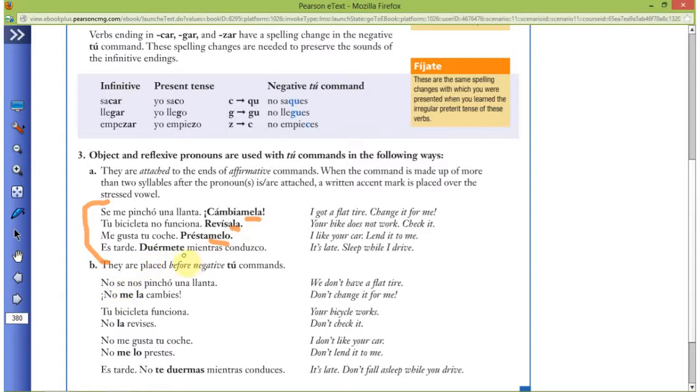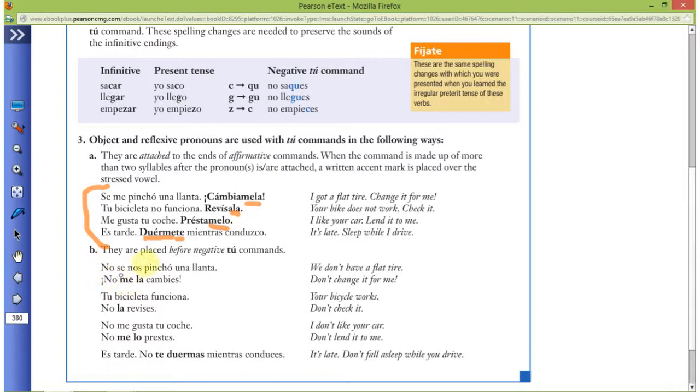Duérmete, this is a reflexive form right now. Dormirse is to fall asleep. You're telling someone to fall asleep. Okay, duérmete, and don't get confused here. Duerme, that's not a me there, like one of these. That's from dormir, duerme, and then te is a reflexive pronoun.